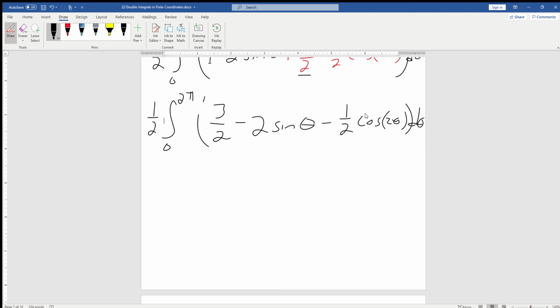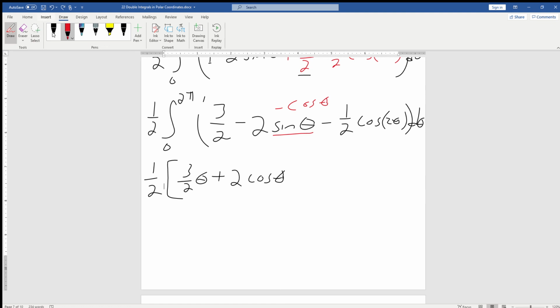All right. So here's what we end up with: 1/2 antiderivative of 3/2 with respect to theta. 3/2 theta. Antiderivative of 2 sine is a positive 2 cos theta. Remember, antiderivative of sine is negative cos theta. So we have a negative and a negative, which is going to turn it into a positive. Antiderivative of cos is going to be sine.